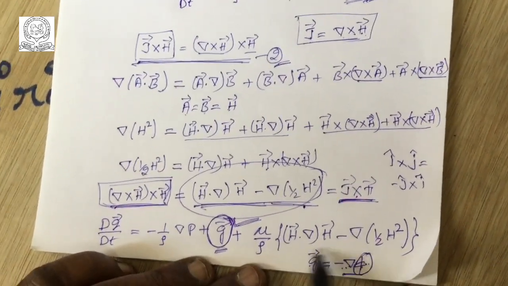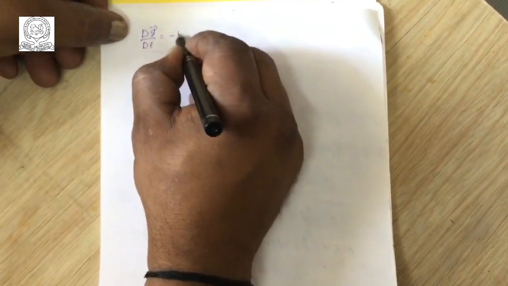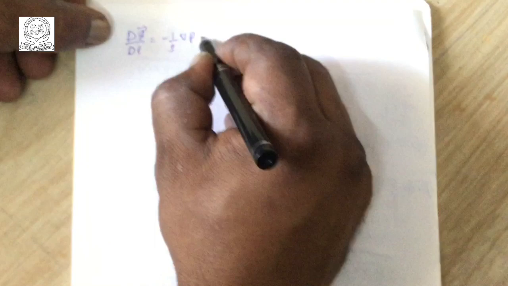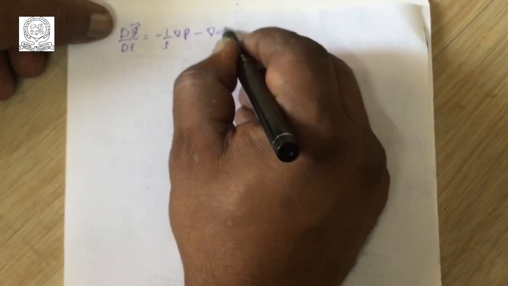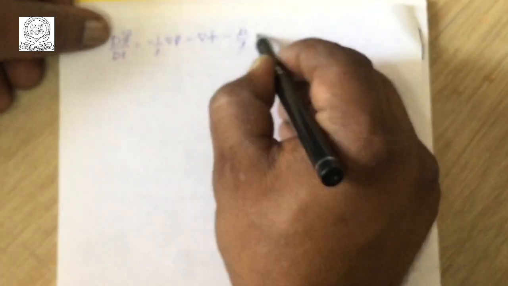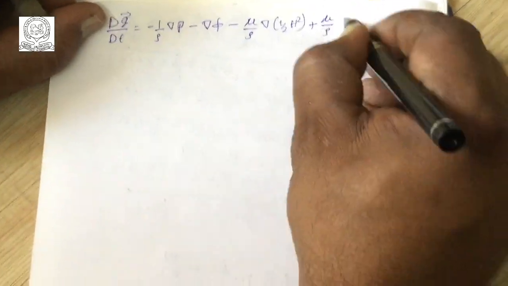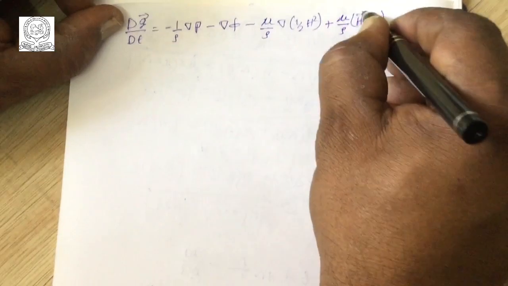Now this equation becomes dq by dt is equal to minus 1 by rho into gradient of p minus gradient of phi, because I replaced g by gradient of phi, minus mu by rho into gradient of 1 by 2 h square. I have taken this term to that side, and the remaining is plus mu by rho into h dot del of h.